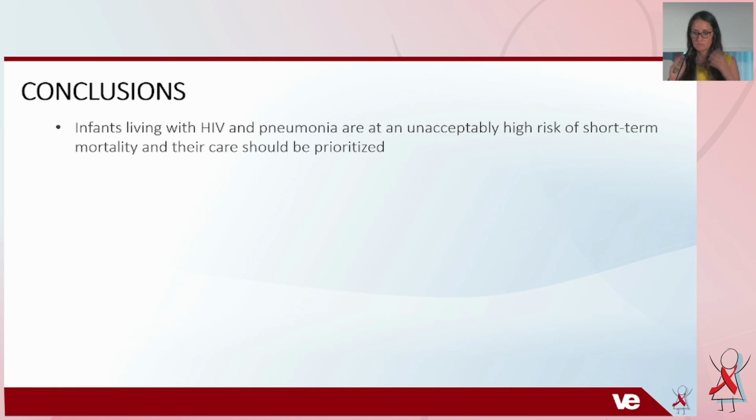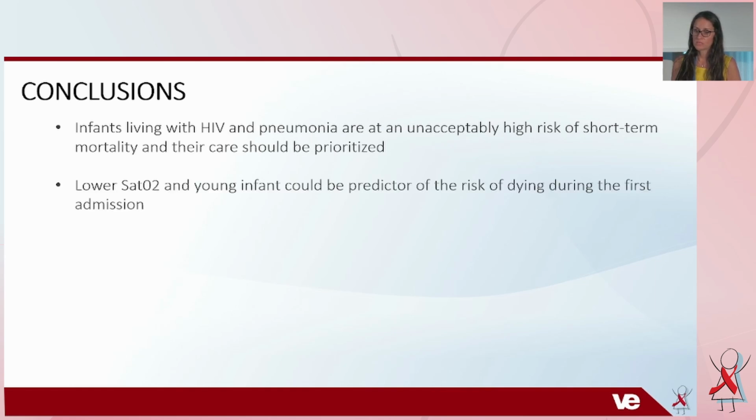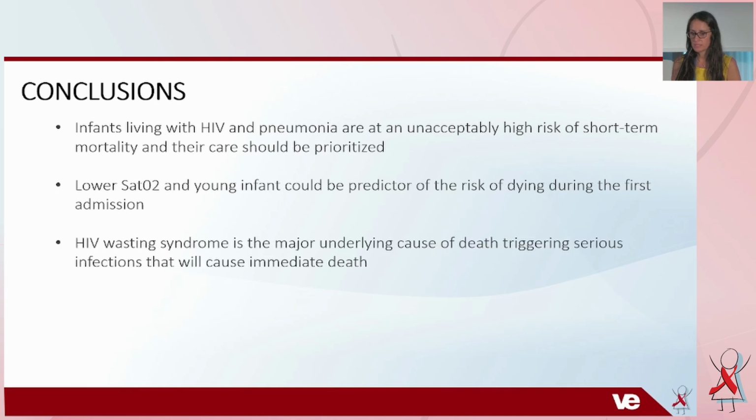As key messages: infants living with HIV and pneumonia are at very high risk of dying very soon after developing the pneumonia, and their care should be prioritized. Lower saturation and young age could be good predictors of risk of dying at the time of admission when they have pneumonia. HIV wasting syndrome is a major underlying cause of death, and we should try to avoid this problem in infants living with HIV.